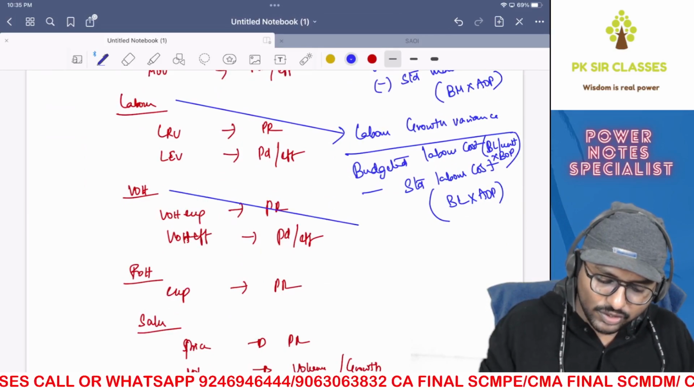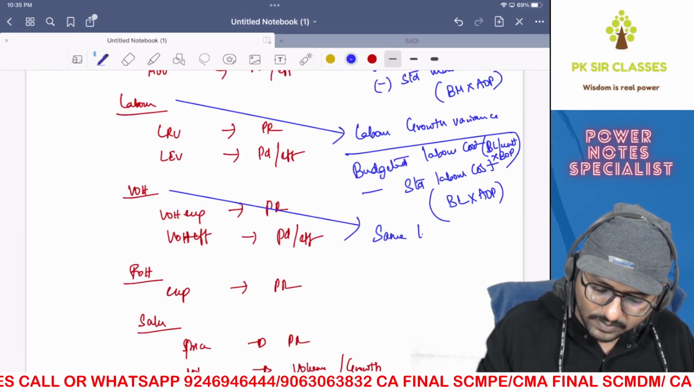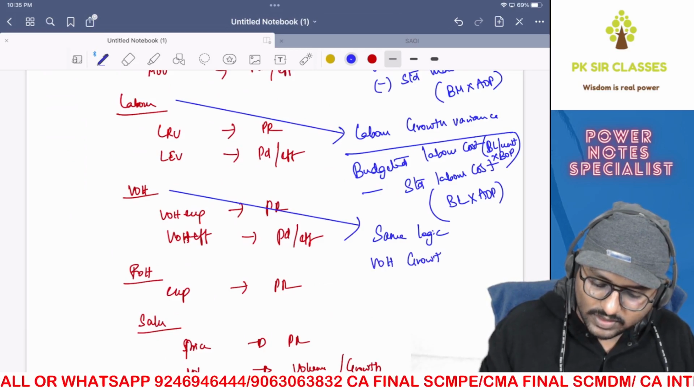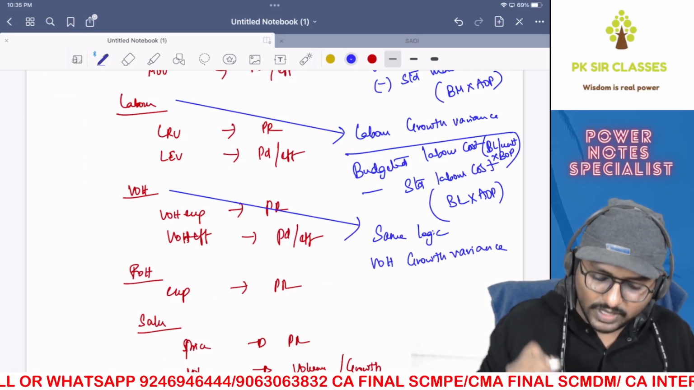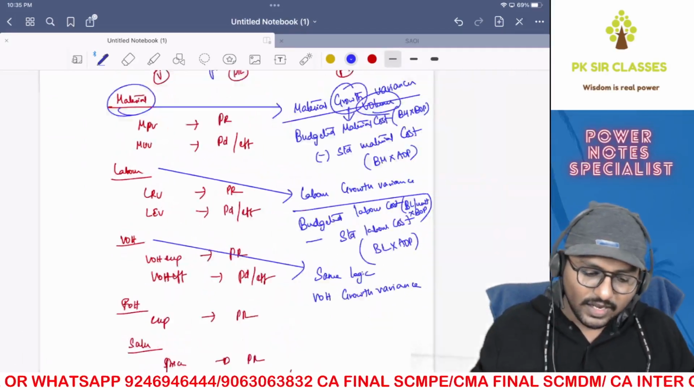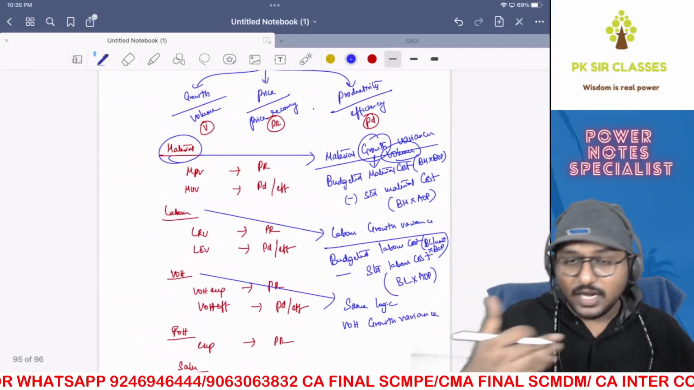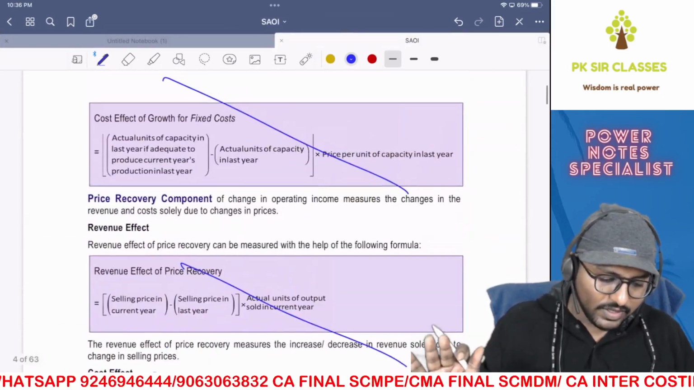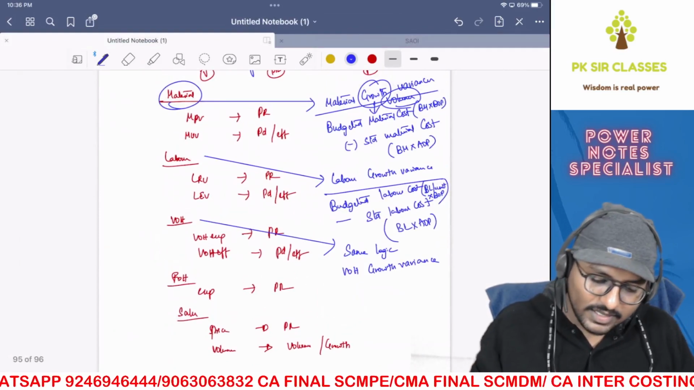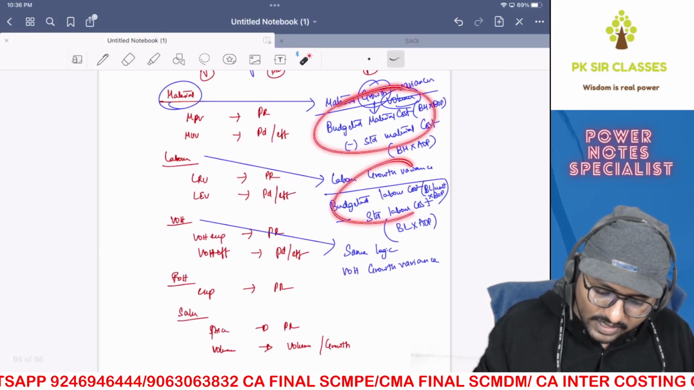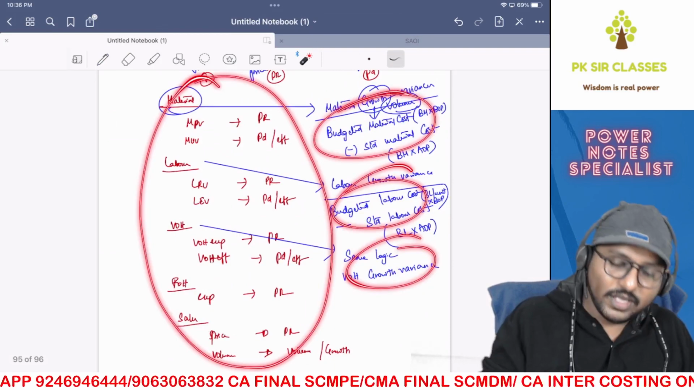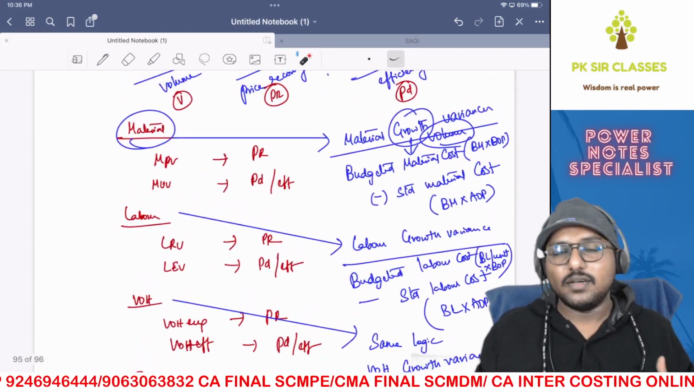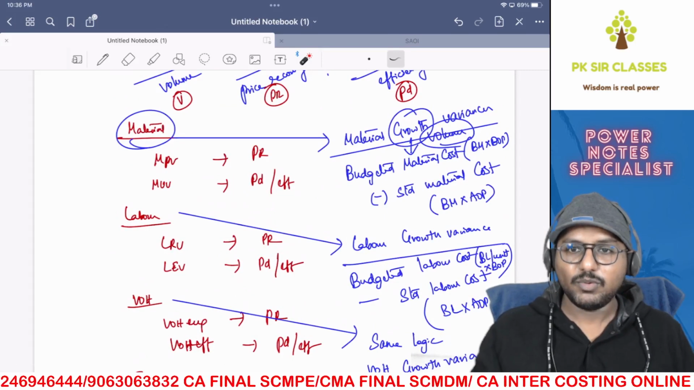Same logic applies to variable overheads as well, which we can call variable overheads growth variance or variable overheads volume variance. That's it. The entire concept is done. Whatever has been given in your ICA in those initial pages, the entire concept is done. We have covered everything now. Except these three variances, all the other variances are something that we have already learned in our standard costing chapter. Are you able to understand?